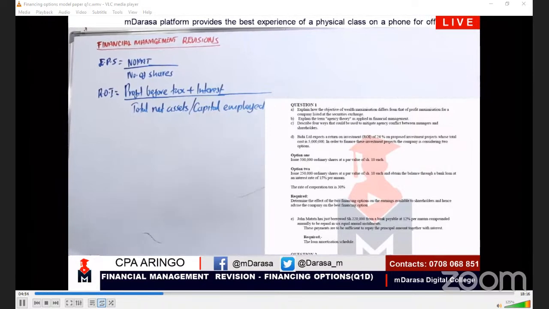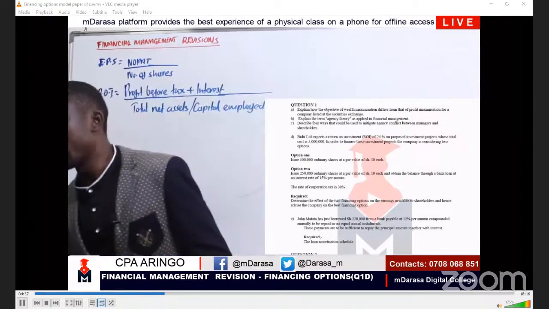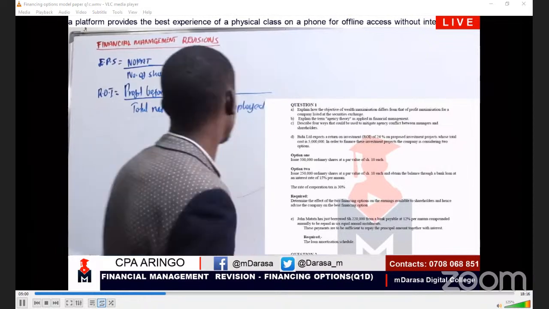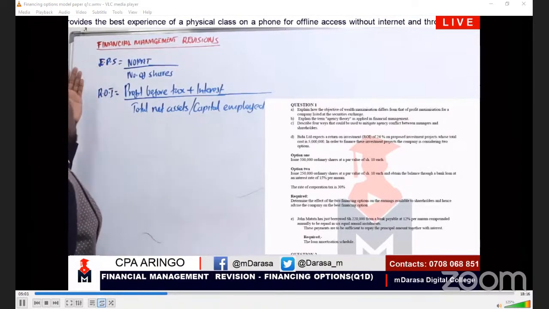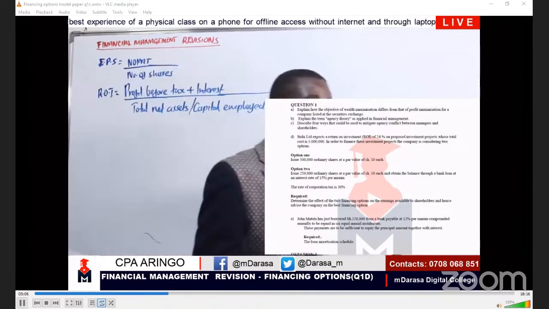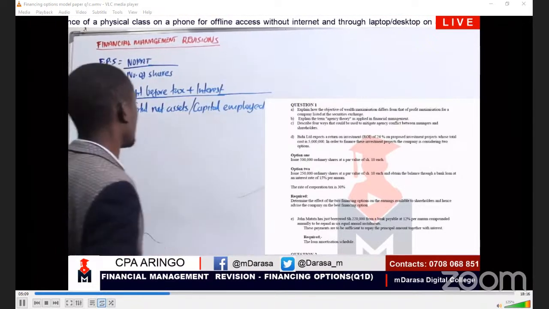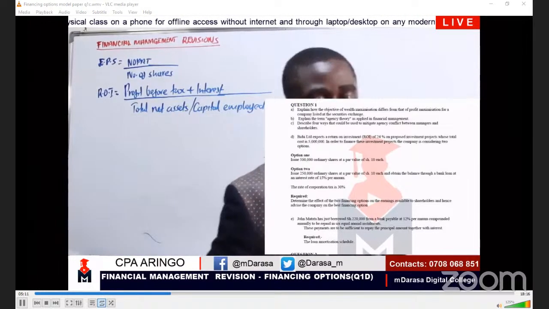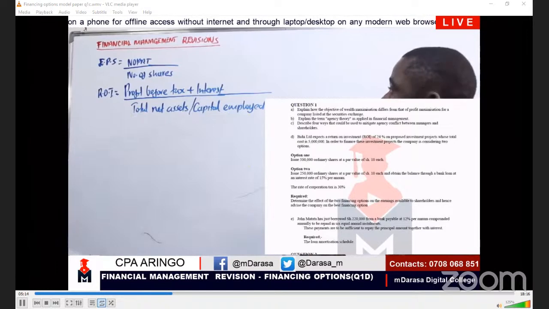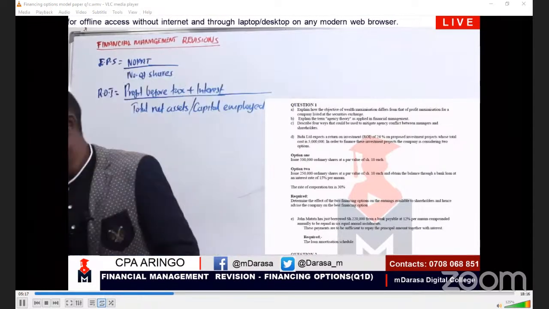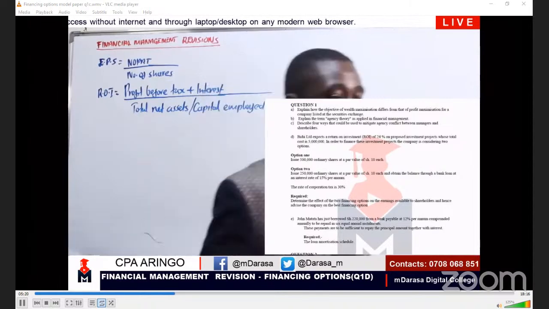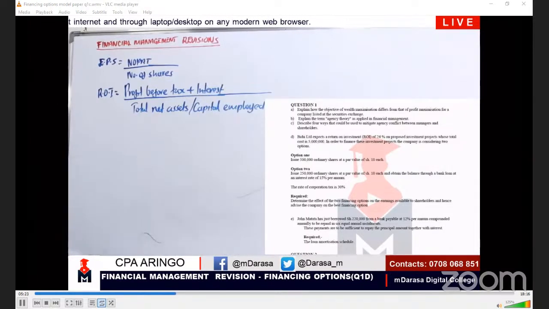And many a time in advising our investors, a key element that we should always have in mind is that we normally tend to advise our investors based on either earnings per share, whatever you're going to earn in our investment, or the aspect of return on investment. So given this question, and clearly you've seen how we can determine our EPS as well as our return on investment, the examiner wants us to determine the effect of the two financing options on the earnings available to shareholders, and hence advise the company on the best financing option.